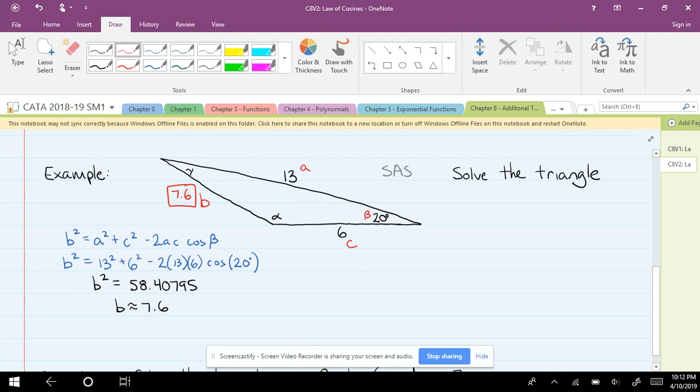Now, this is the important part. I really only want to use the law of cosines one time. Now that I have this side of 7.6, to find alpha and to find gamma, I'm not going to use law of cosines.